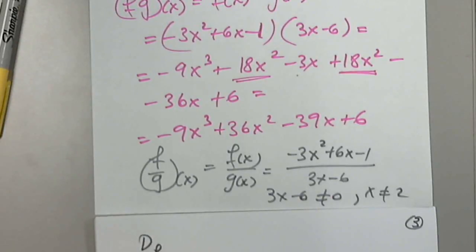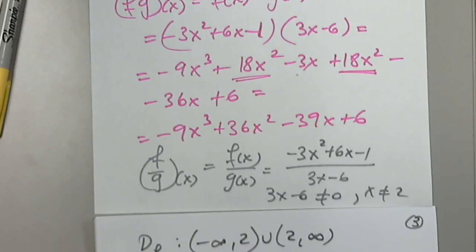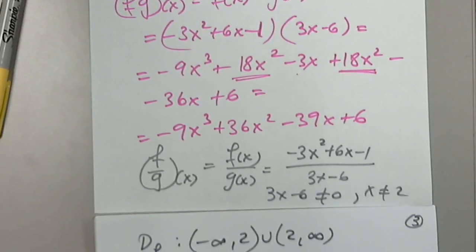So the domain of the ratio is not negative infinity to negative 2, union negative 2 to 2. No, it's just not 2. So negative infinity to 2, union 2 to infinity. I circled when I saw that.